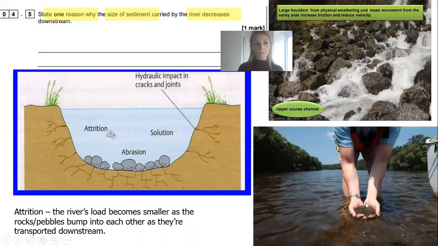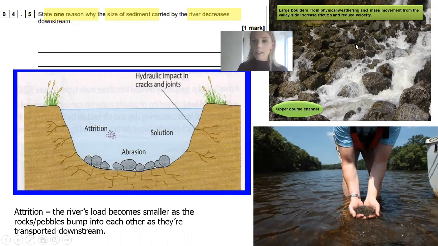Okay, next one. Question 4.5. So for this question, it's asking you to state one reason why the size of sediment carried by the river decreases downstream. Okay, so for this question, you need to tell the examiner why it is that the load of the river, the material that the river is carrying, becomes smaller as it goes from source or upper course regions towards the lower course regions.